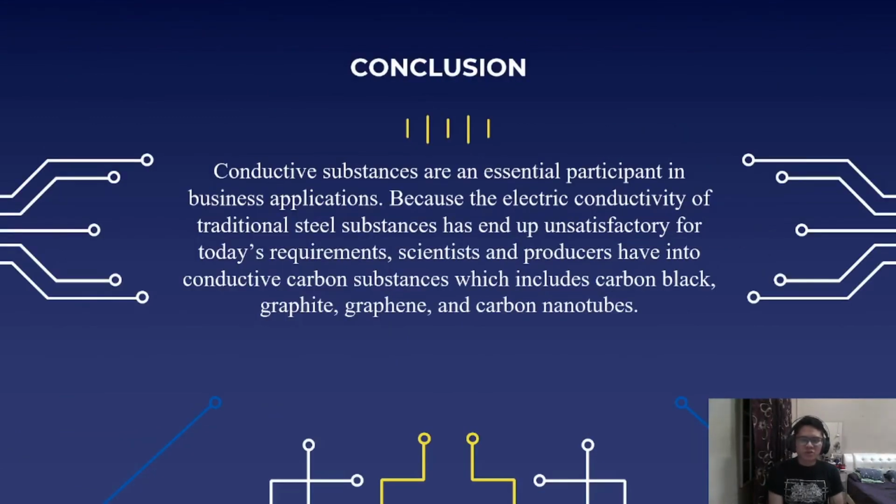So the conclusion from our assignment titled Conductor Materials and its Application in Industry. The conductive substances are an essential participant in business application because the electric conductivity of traditional steel substance has ended up unsatisfactory for today's requirement. Scientists and producers have turned to conductive carbon substances which include carbon black, graphite, graphene and carbon nanotubes.